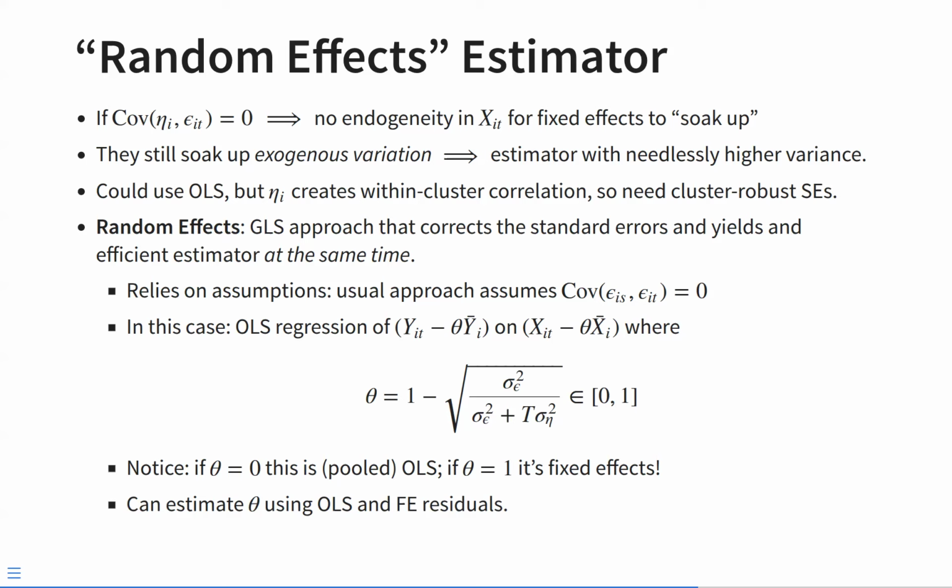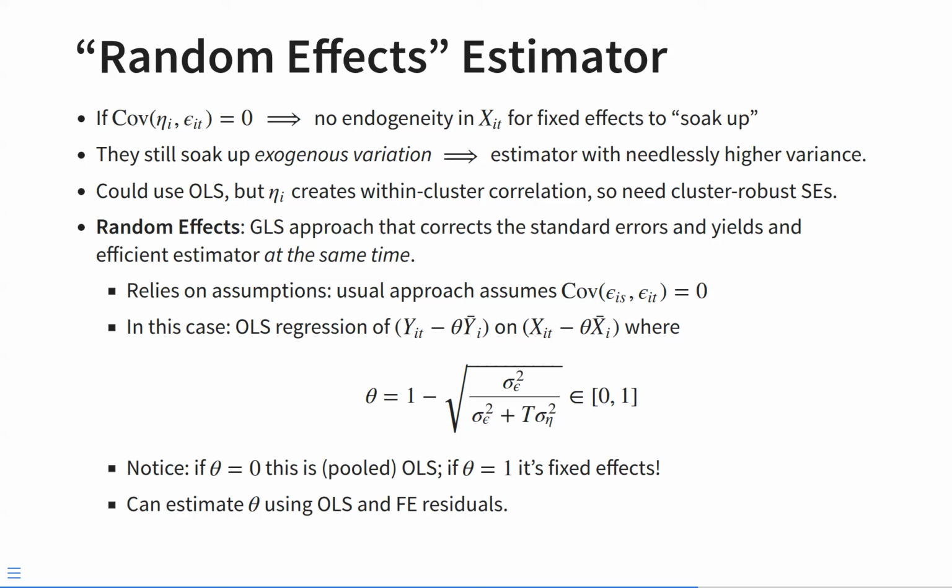Now, you could just ignore these eta i's. You could just run plain vanilla OLS. But in fact, that wouldn't be quite right either, because these eta i are going to create within cluster correlation. So in spite of the fact that there may be no endogeneity induced by eta i, again, assuming for the moment that eta i was uncorrelated with x, and pointing out that I have a typo on the slide, apologies for that, you would still need to take account of this cluster dependence if you wanted to get the right standard errors. So this is where random effects enters.